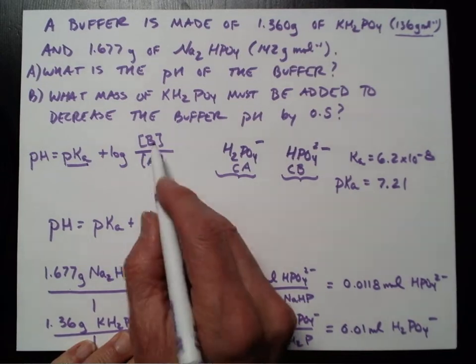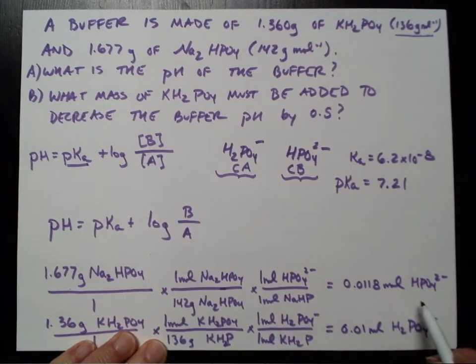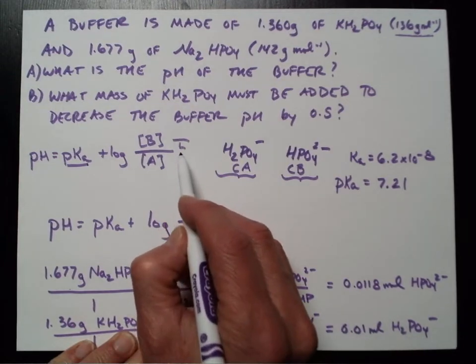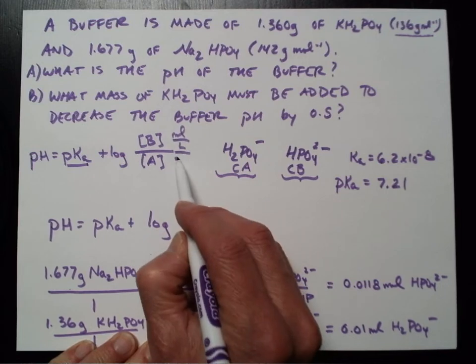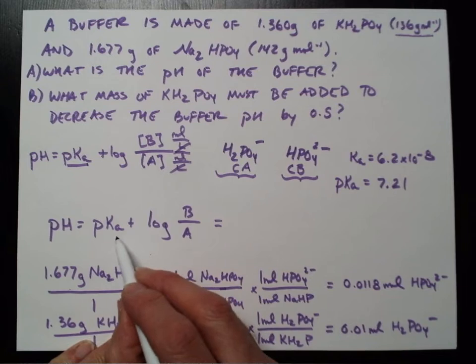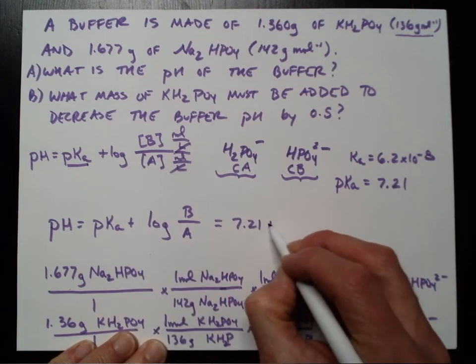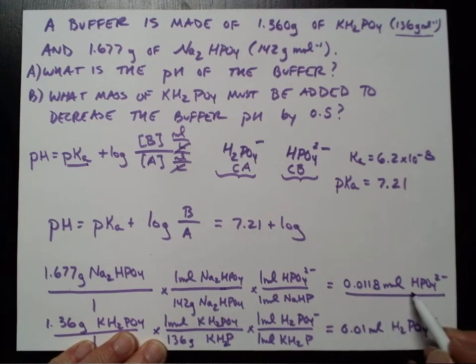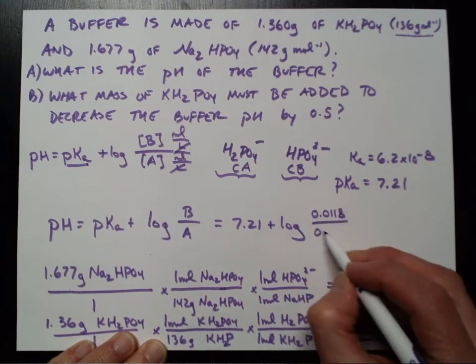You say, but wait, how am I going to find the concentration? I don't have the volume. Well, in a buffer, you don't need that if both of these are in the same volume. You're going to be dividing by some moles over liter, and this will be a certain number of moles over liter, and the volume cancels, so we don't have to worry about that. So my pH is going to be my pKa, which is 7.21, plus the log of my base. Let's see, that's this. That's the 2 minus, that's this one with the 1 hydrogen, yep. So I'm going to take 0.0118 divided by the conjugate acid, 0.01.